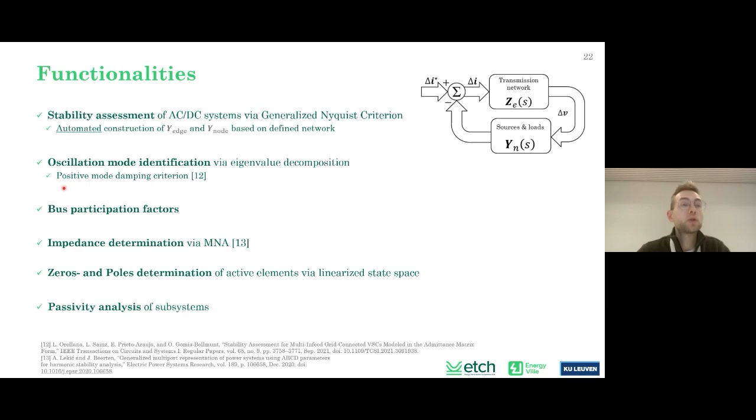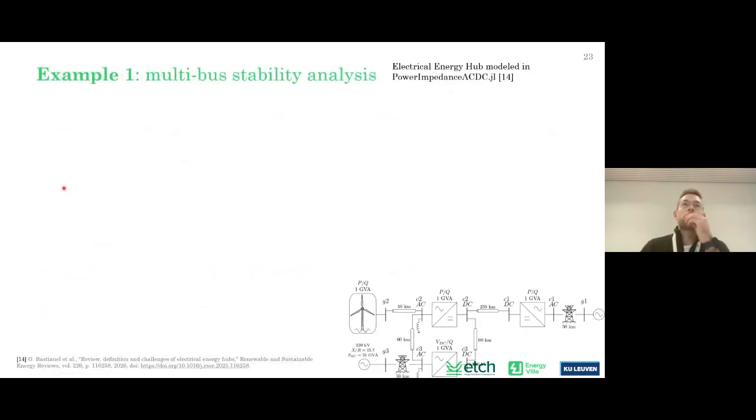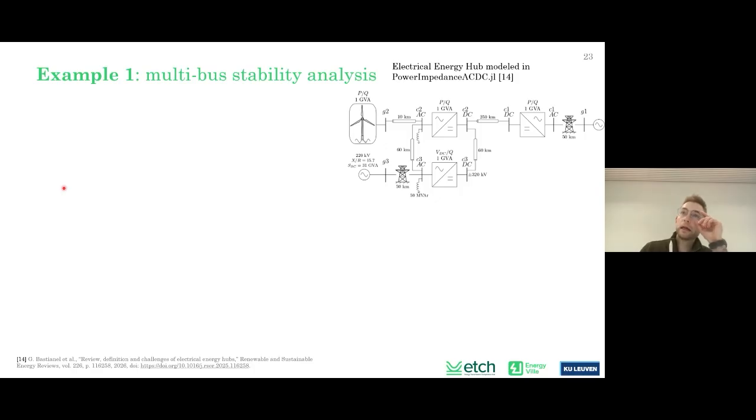All right, now I would like to turn to 2 examples to show the capabilities of the tool. The first example is the multi-bus stability analysis. In the power system here, we have an offshore wind farm connected to an AC connection, and also we have HVDC links here to bring the power onshore.